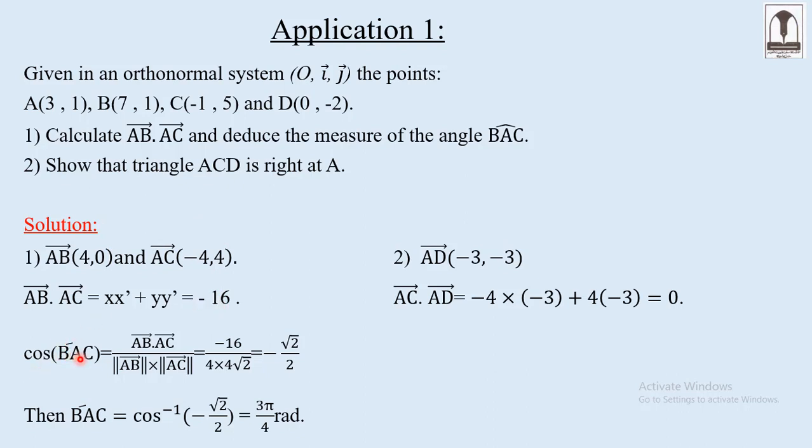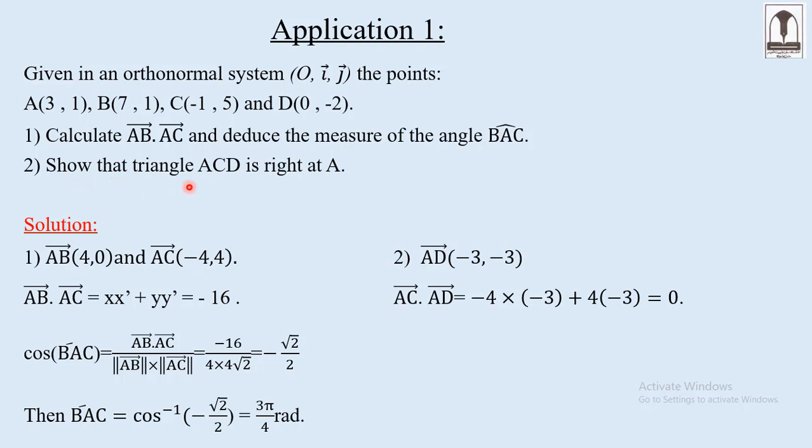Now cosine BAC is equal to AB scalar AC over the magnitude of AB times the magnitude of AC, which is equal to -16 over 4 times 4 radical 2. This is equal to minus radical 2 over 2. Then BAC is equal to cosine inverse of minus radical 2 over 2, which is equal to 3 pi over 4 radian.